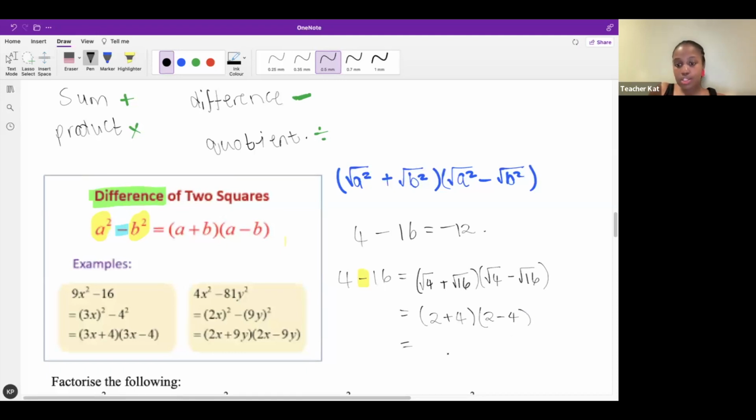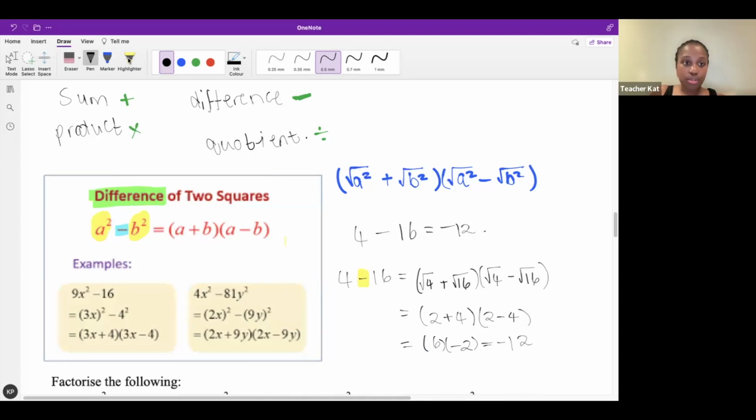Bracket number 1, what is 2 plus 4? We're in my first bracket. It's 6. And 2 minus 4 is negative 2. And what's 6 times negative 2, beautiful people? Negative 12. Do you see that we get the same answer? It only works with the difference of two squares.